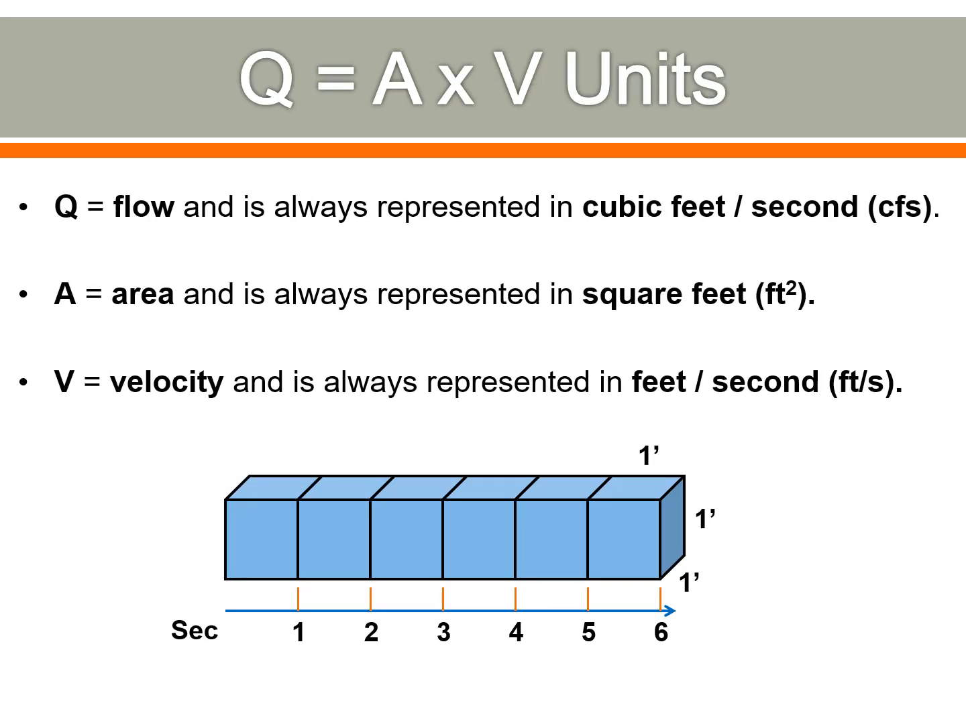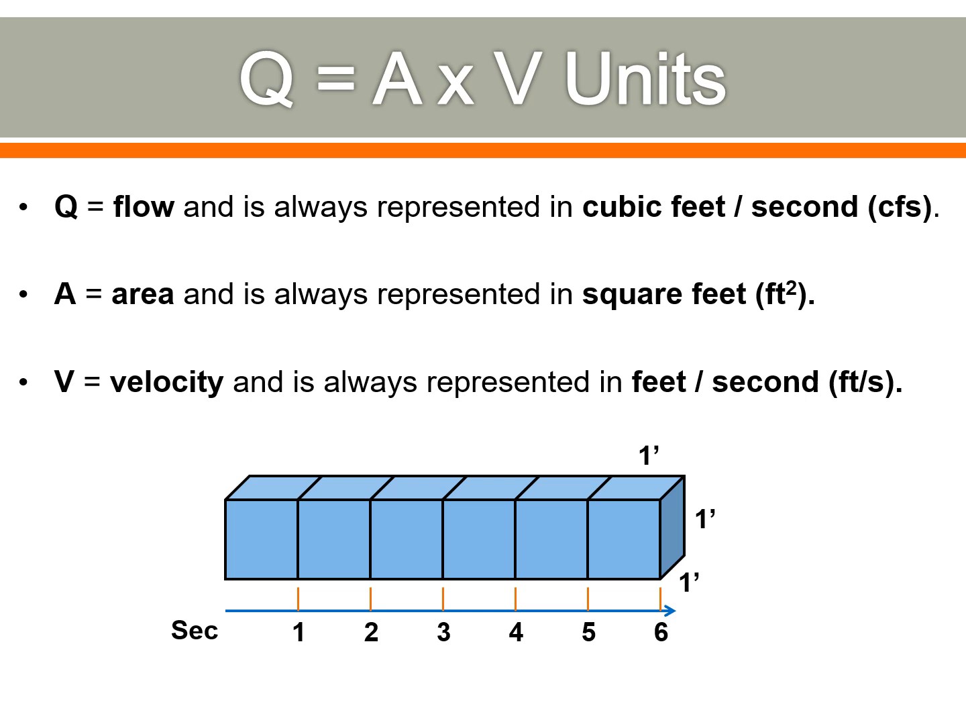So here you can see how they're represented. In Q, you will always have cubic feet per second. Area will always be feet squared. And velocity will always be feet per second. So if you look down below, you can see here is an example of squared area and the cubic feet per second.